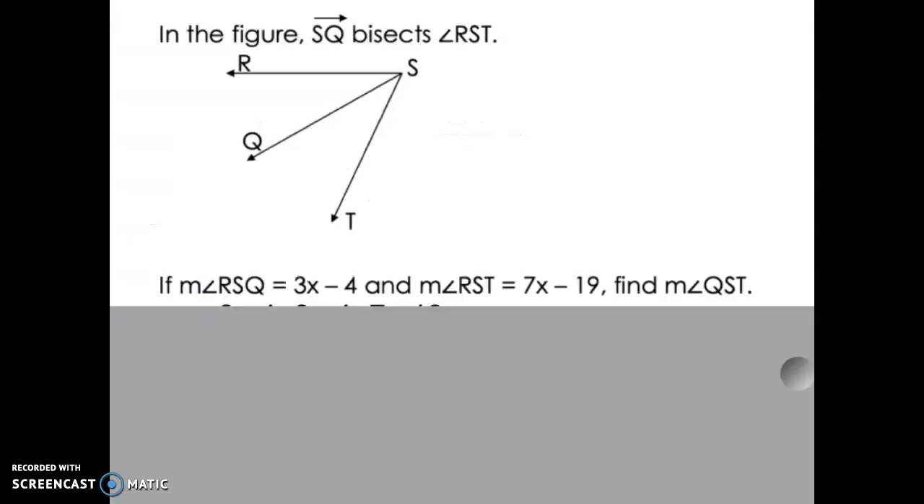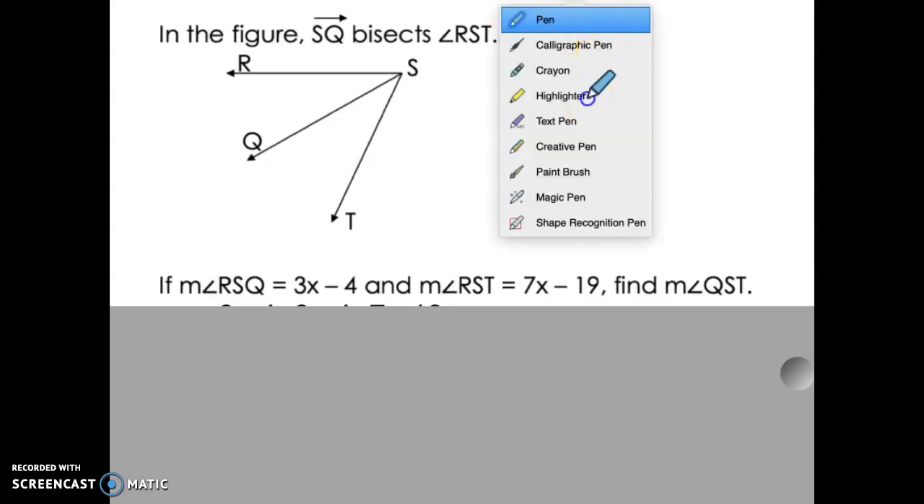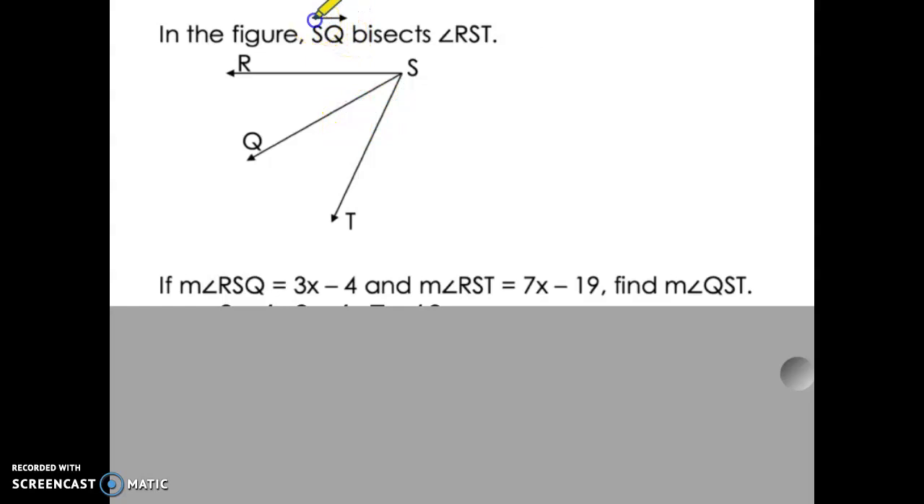So here we have, it says in the figure, ray SQ. Remember, when we just have a line with one arrow on the top, that means ray, has an endpoint, a beginning point, but no end. Bisects angle RST. Remember, bisects means it cuts into two congruent parts. So just from that sentence, let's see what we can highlight on our picture here. So ray SQ is right here. It is going to bisect angle RST.